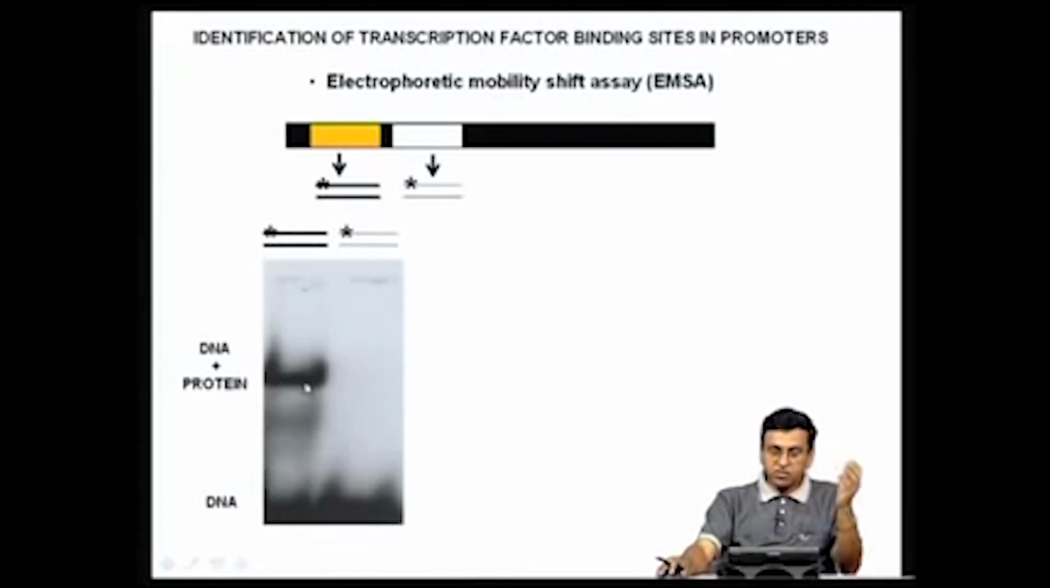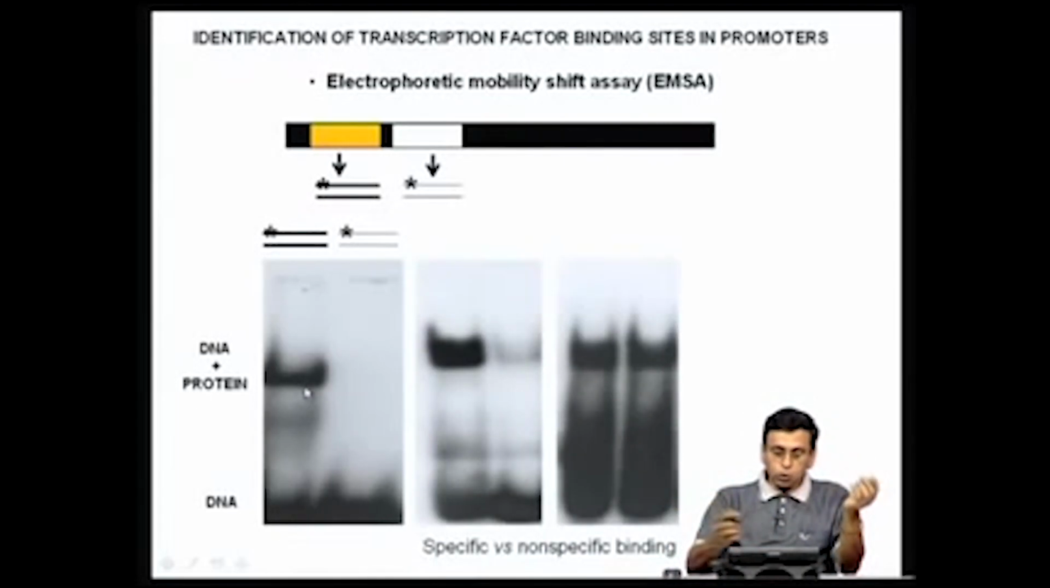There are other variations. For example, once you get this radio labeled DNA protein complex, you can add excess amounts, 10-fold, 20-fold, 50-fold or 100-fold excess, of the unlabeled DNA of the same sequence, and you can see now the complex is completely chased. Whereas when you add the same excess of unlabeled non-specific DNA, or the DNA which does not bind, it does not chase.